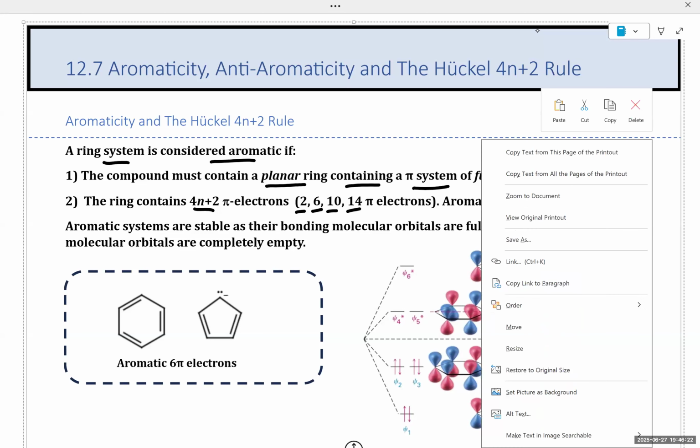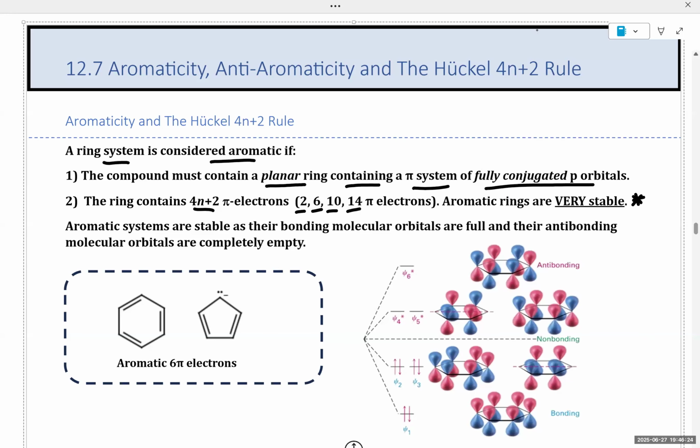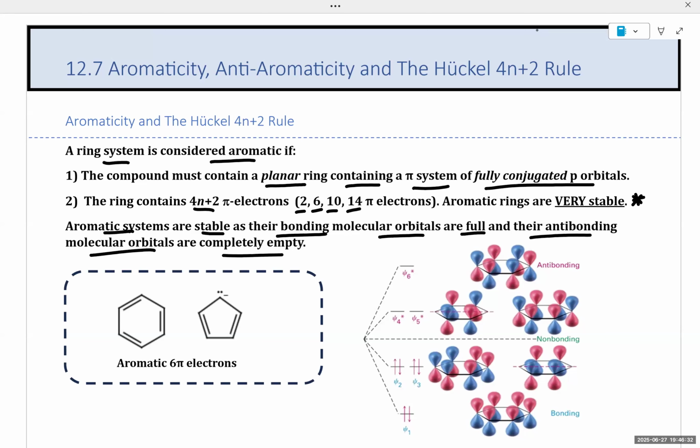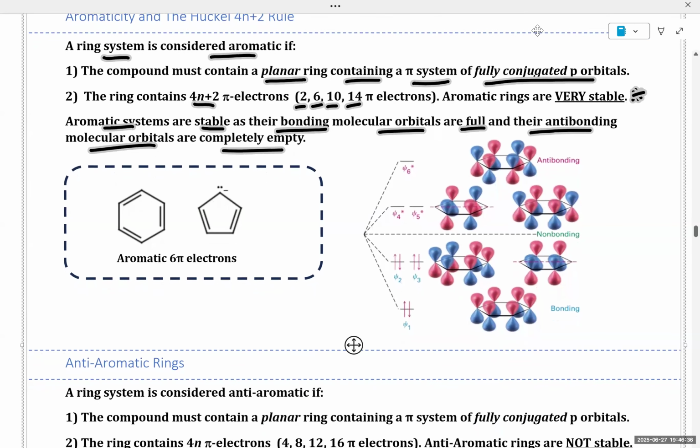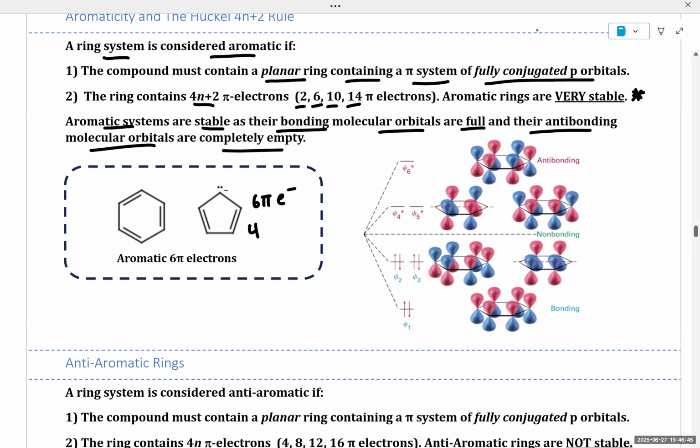Aromatic rings are very, very stable. Why are they stable? Aromatic systems are stable as their bonding molecular orbitals are full and their antibonding molecular orbitals are completely empty. Examples of aromatic systems include benzene and the cyclopentadienyl anion. As you can see, both of these systems have 6 pi electrons and thus follow the 4n plus 2 rule.